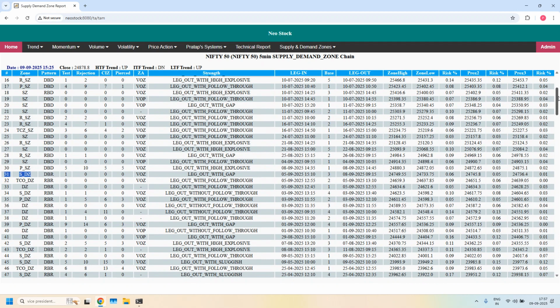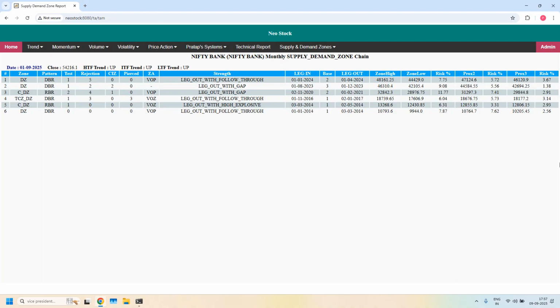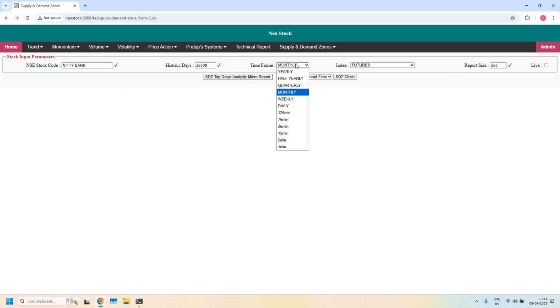Next I will generate Bank Nifty supply demand zone chain. I am going back, changing the name to Nifty Bank. That is nothing but Bank Nifty. Generating monthly supply demand zone chain for Bank Nifty. Next, generating a weekly supply demand zone chain for Bank Nifty.